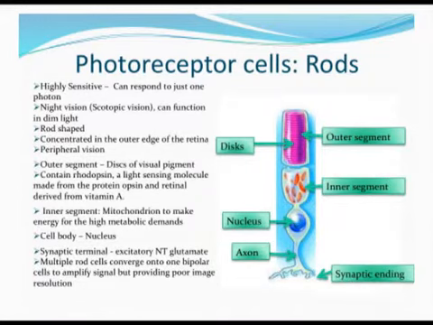How rod cells are arranged within the retina is that multiple rod cells converge onto the bipolar cells. This aids in amplifying the nerve signal that's transmitted onto the bipolar cells, but it compromises the visual acuity. Because multiple rod cells converge onto multiple bipolar cells, it reduces their visual acuity.